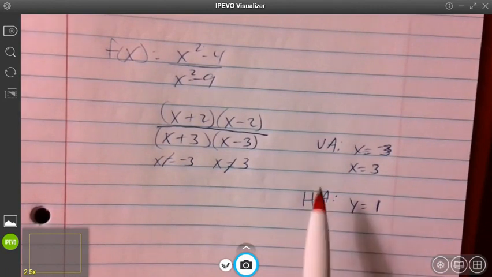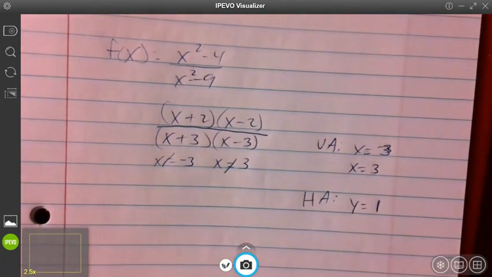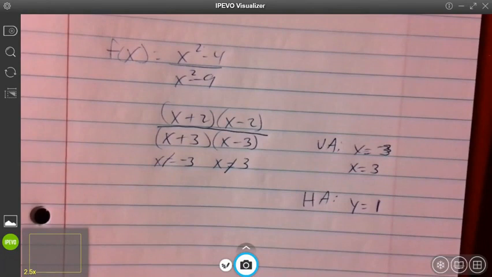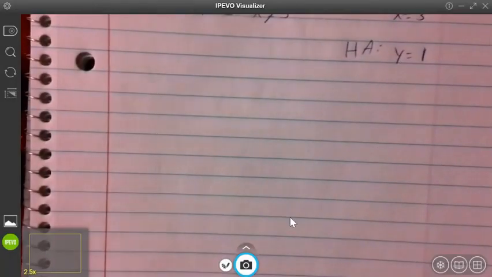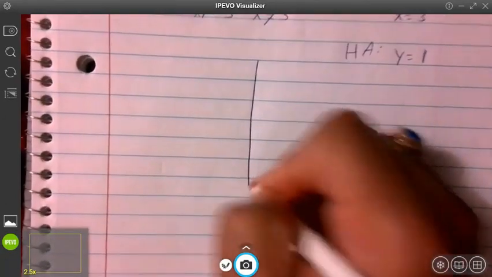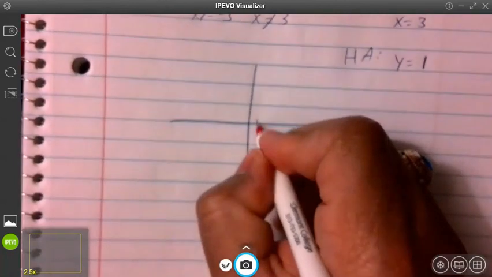Once you have that, you can sketch your graph. You can go to Desmos and put that in so you can get an idea of how to graph it. Now if you're sketching a graph, I would start out with the asymptotes first. I'll just do it by hand so you have an idea what I'm talking about.